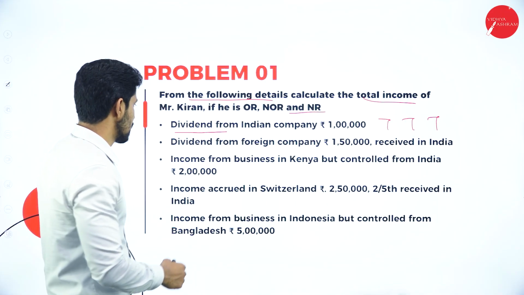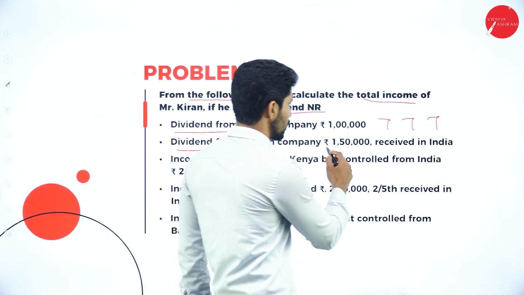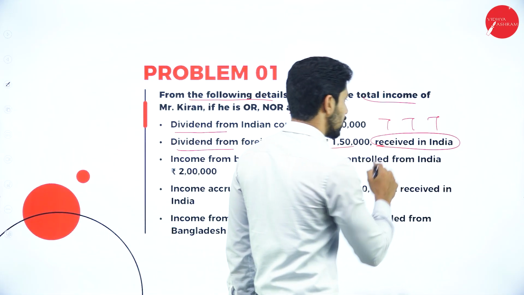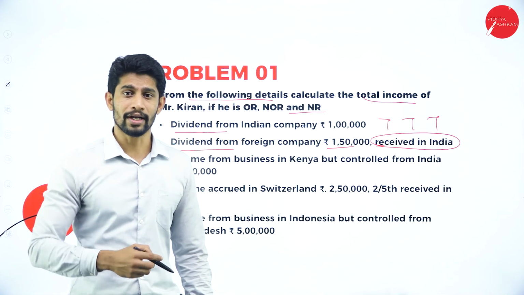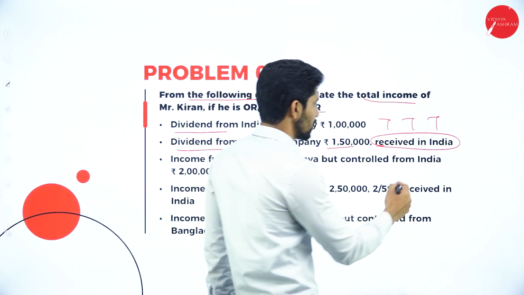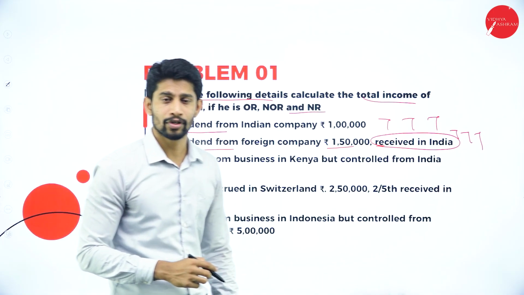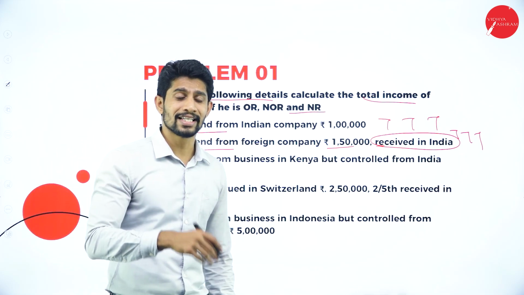Very easy. Second one, dividend from a foreign company, rupees 1,50,000, but received in India. It is a foreign income but it is received in India. What is the treatment? Yes, taxable, taxable, taxable, because the amount is received in India.